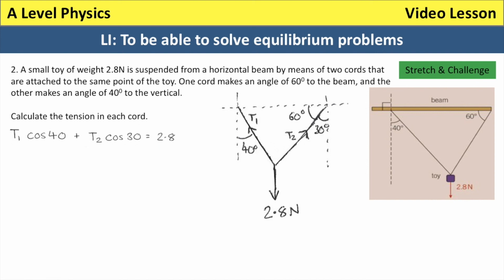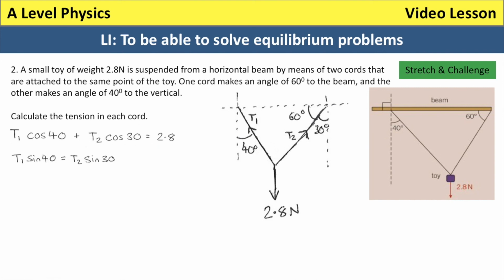Now I can't solve that equation because I've got two unknowns in the same equation, which is a problem for me. So I need a second equation. I can look at equilibrium horizontally, and the horizontal component of T1 is going to be T1 sine 40, and that would have to balance with T2 sine 30. So that therefore gives me a second equation with the same two unknowns, and I can now solve this as simultaneous equations. To do this, I'm going to use the method of substitution.